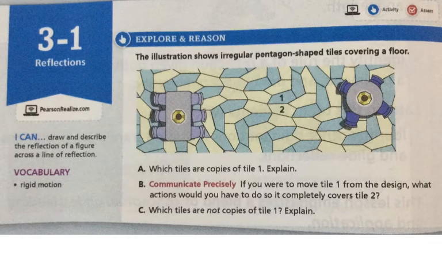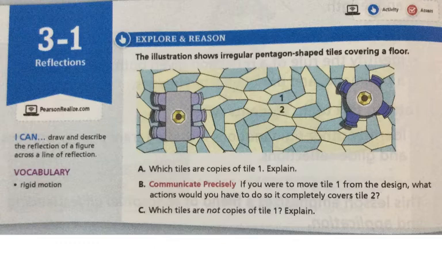So right here we've got, I can draw and describe the reflection of a figure across a line of reflection. So we're going to be talking about reflections today. This should be kind of easy for us. Our vocabulary word is rigid motion. When we get there, we'll talk about what rigid motion is.